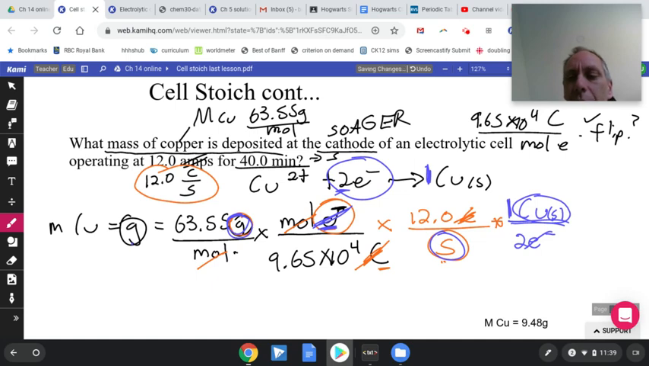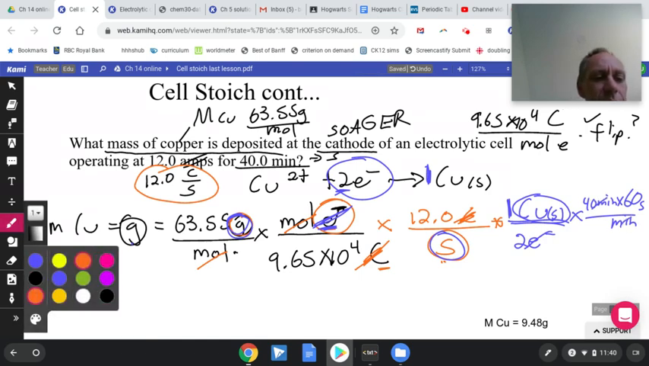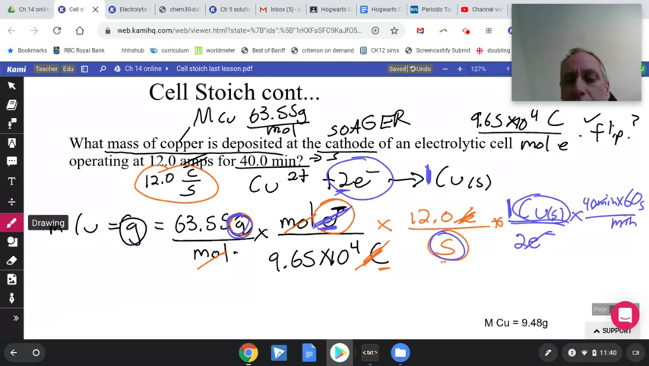I just want grams of copper. I have to get rid of the seconds. So that's where I will put in my 40 minutes times 60 seconds per minute. Minutes cancel out, and my seconds cancel out. All that's left is grams of copper.